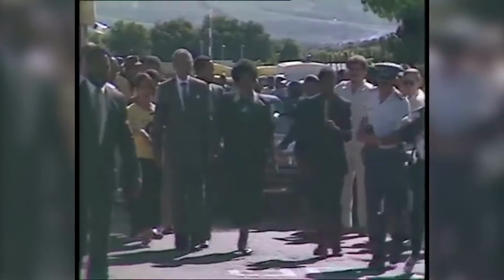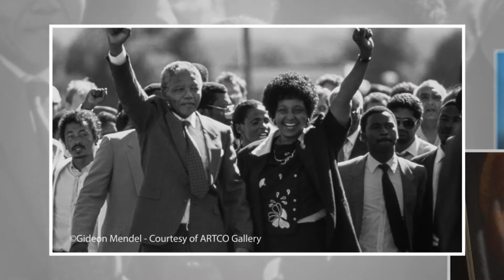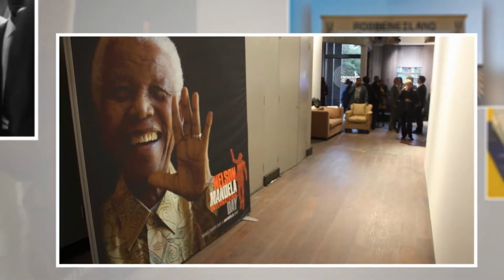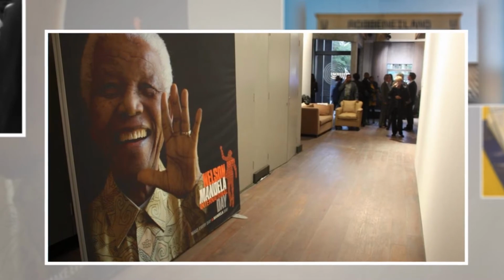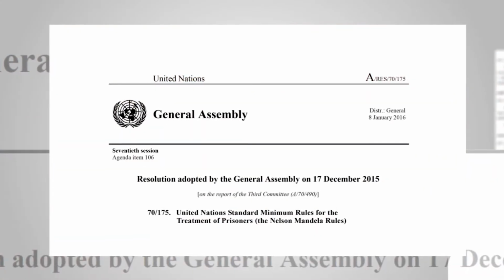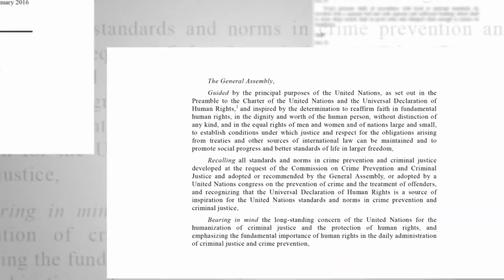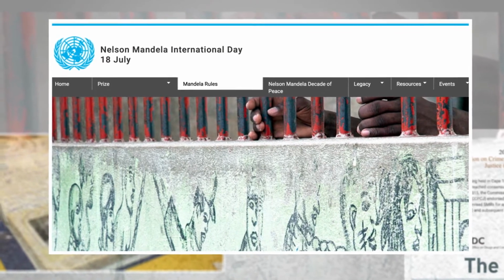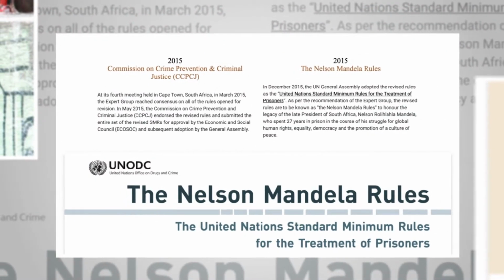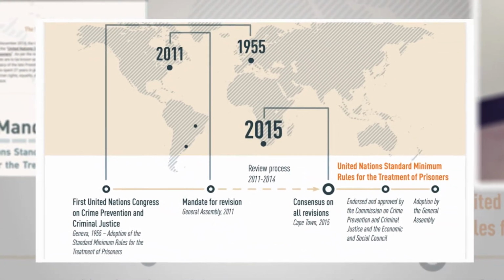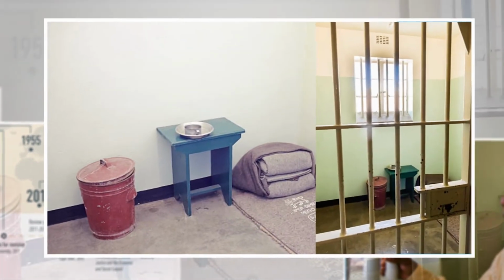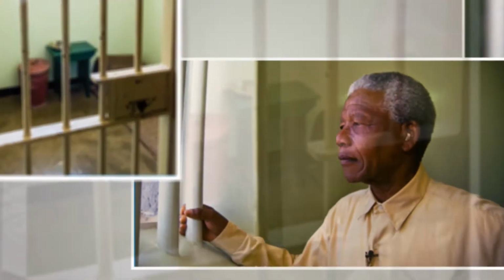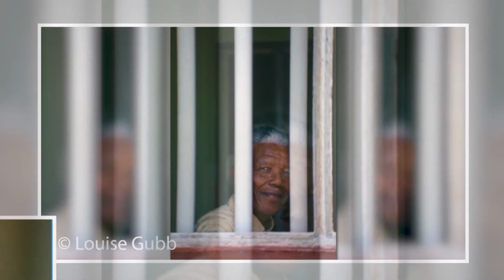In recognition of Nelson Mandela's contribution to peace, freedom, and reconciliation, the United Nations General Assembly declared the 18th of July as Nelson Mandela International Day. Six years later, the General Assembly adopted the revised UN Standard Minimum Rules for the treatment of prisoners, also known as the Nelson Mandela Rules. The scope of the International Day was extended to include and highlight advocacy of the Nelson Mandela Rules to honor the legacy of the former president of South Africa, who spent 27 years in prison.